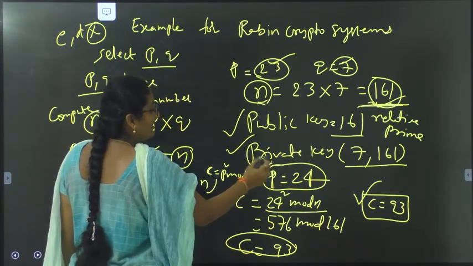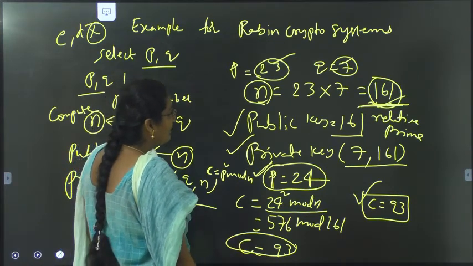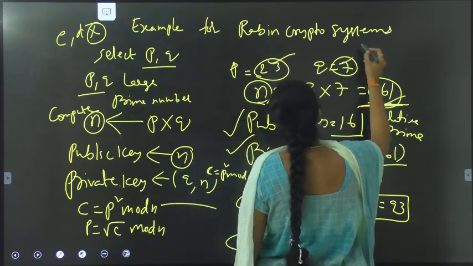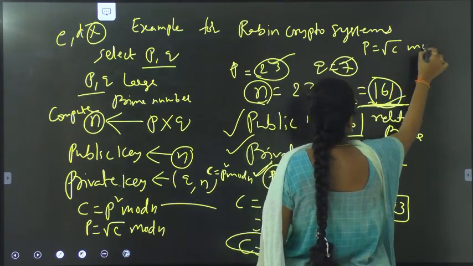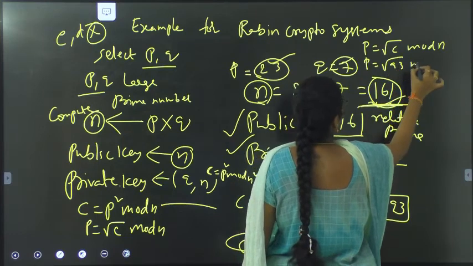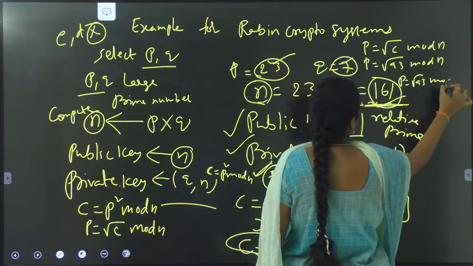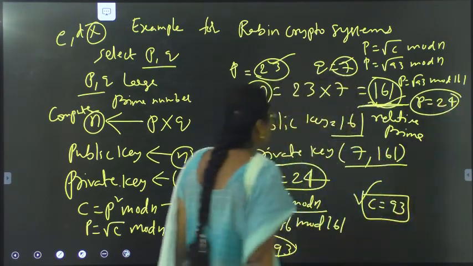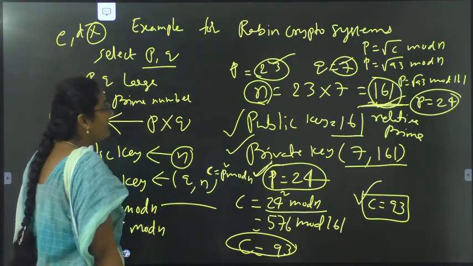Now this P value is assumed by me. I need to cross check whether that P value is correct or not. For that we have the formula: P equal to square root of C mod n. So P equal to square root of 93 mod 161, which is nothing but P equal to 24. So we have got the plain text as 24, and we have got the ciphertext as 93.